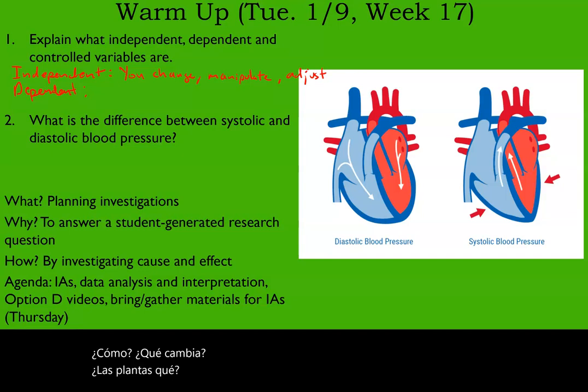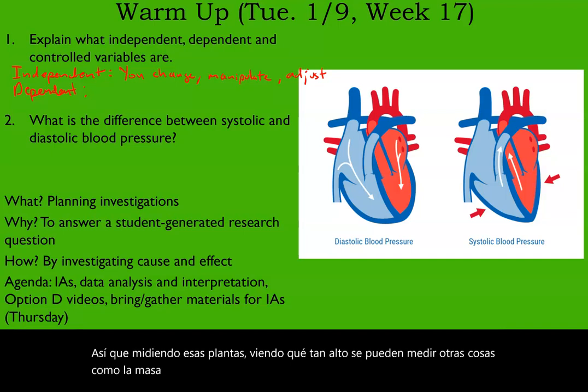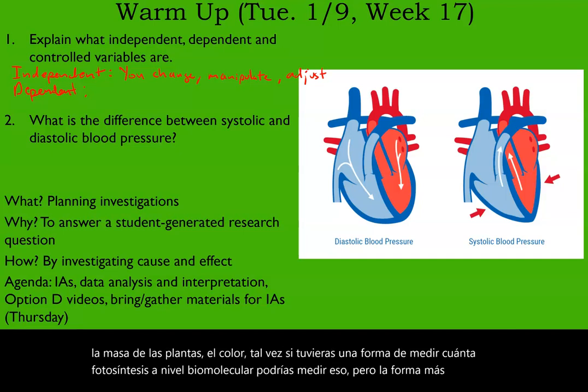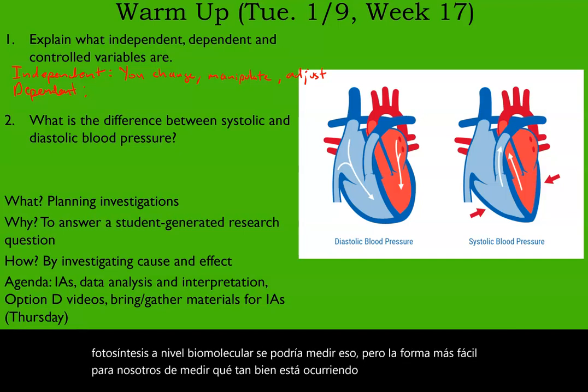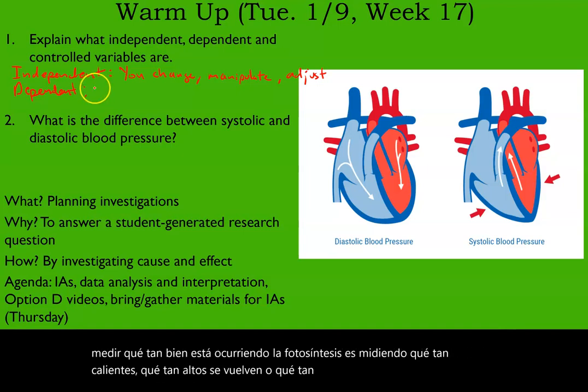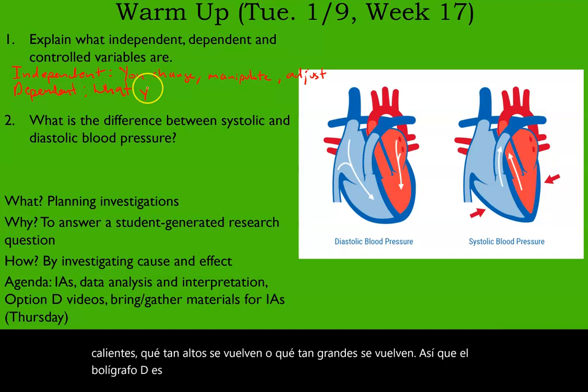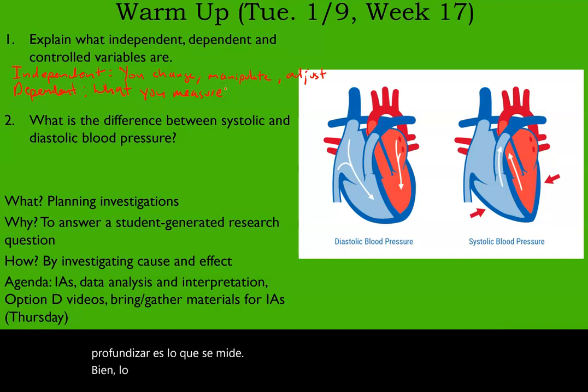So measuring those plants, seeing how high they are. You can measure other things like the mass of the plants, the color. Maybe if you had a way to measure how much photosynthesis on a biomolecular level, you could measure that. But the easiest way for us to measure how well photosynthesis is happening is by measuring how tall they get or how big they get. So dependent is what you measure. Okay, trying to figure out that independent variable's effect on that dependent variable.